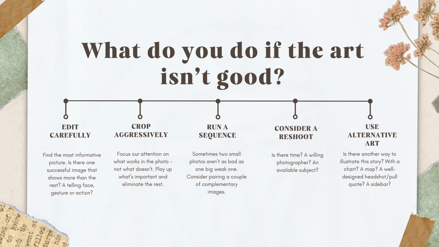As a last-ditch effort, sometimes it's possible to consider a reshoot. With that, it's just asking, is there time? Is there a willing photographer or an available subject? Sometimes there's not time. If a photographer went to an event and the photos just did not turn out good, there usually isn't an opportunity to redo that. It is a missed moment, and we're going to have to either work with what we've got or, worst case scenario, consider it a wash and see if we can get contributed photos.